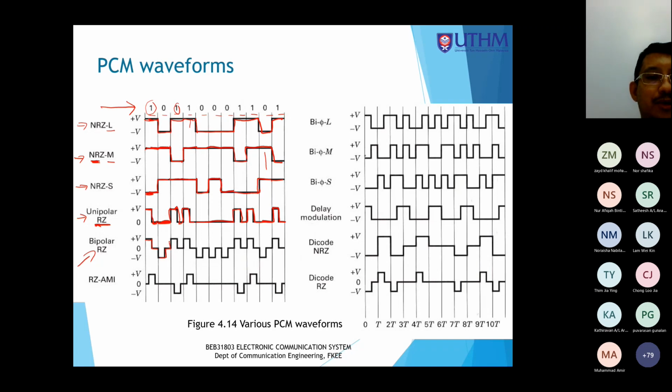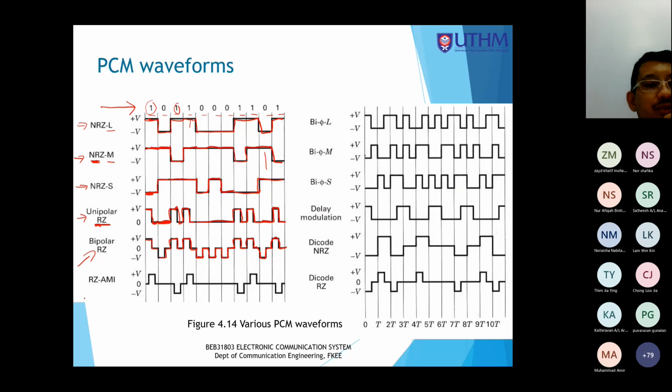Input logic 1, positive, return to 0. Input logic 1, positive, return to 0. And then input logic 0, negative output voltage, return to 0. Then negative output voltage, return to 0. Negative output voltage, return to 0. Positive output voltage, return to 0, and so on. Okay, so this is bipolar, return to zero.